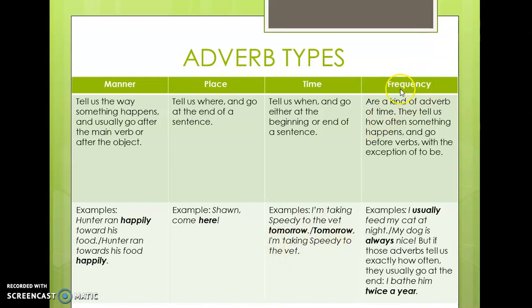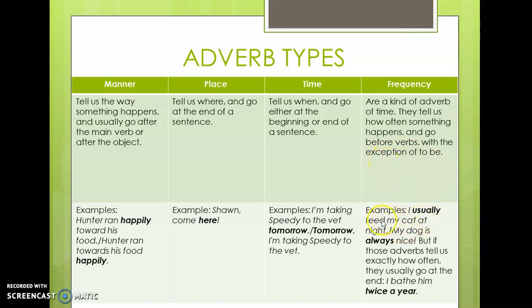Finally, we have the frequency adverb. These are just like time adverbs too. Let's check the example. They are a kind of adverb of time. They tell us how often something happens and go before verbs, with the exception of to be. So, with the rest of the verbs, you're going to use it when? Before. But if you're going to use the verb to be, it is after.